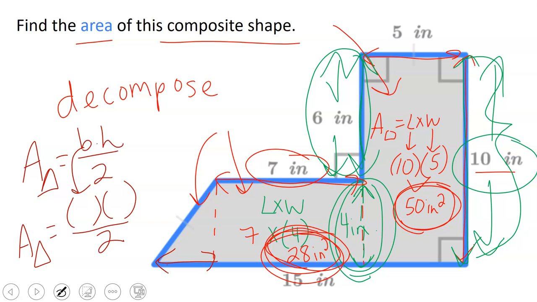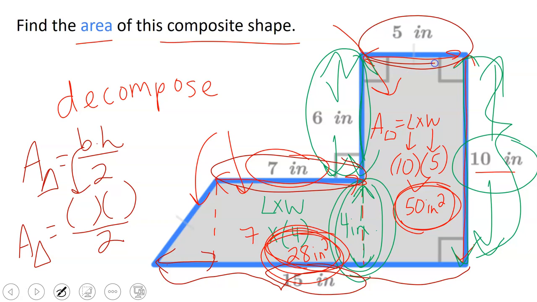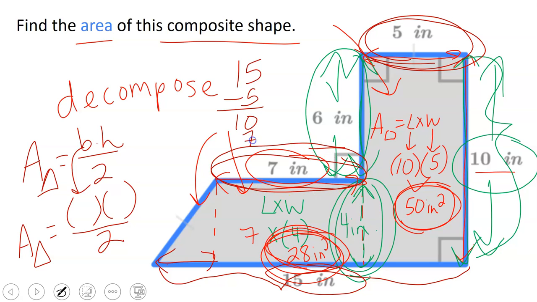So I realize that this entire length is equal to 15 inches. And then I realize that this length is equal to 7 and this length is equal to 5. So I'm going to take the full length of 15 and I'll start by subtracting 5. I'll end up at 10. Then I'll subtract the 7 and I end up at 3. So this little length is equal to 3 inches. So the base of this triangle is 3 inches.